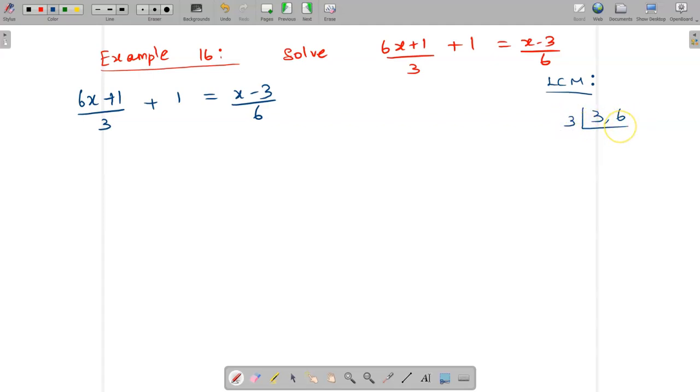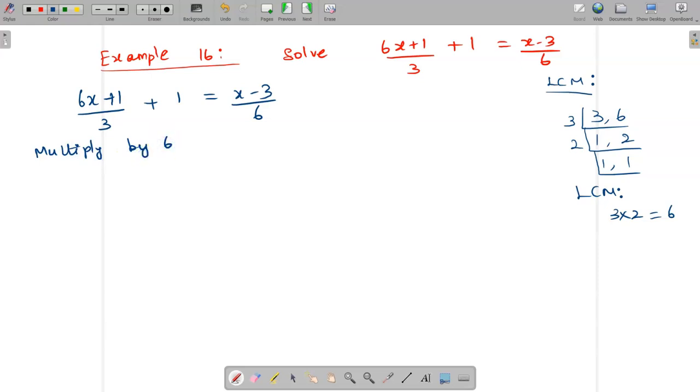So let me use the tables. 3 ones are 3, 3 twos are 6. Using the 2 table, write your 1 as it is, 2 twos are 4. So our LCM is given by 3 into 2, which is equal to 6. Once we have determined the LCM value, in order to make it simple, let us multiply by 6.